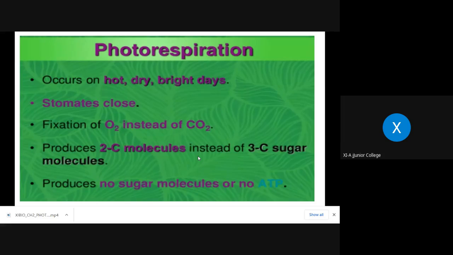So in that case, there is loss of so many things. Instead of three carbon sugar molecules, there is no sugar molecule produced, and there is no formation of ATP. So this is not useful for the process of photosynthesis to occur in a proper manner, at the proper rate.